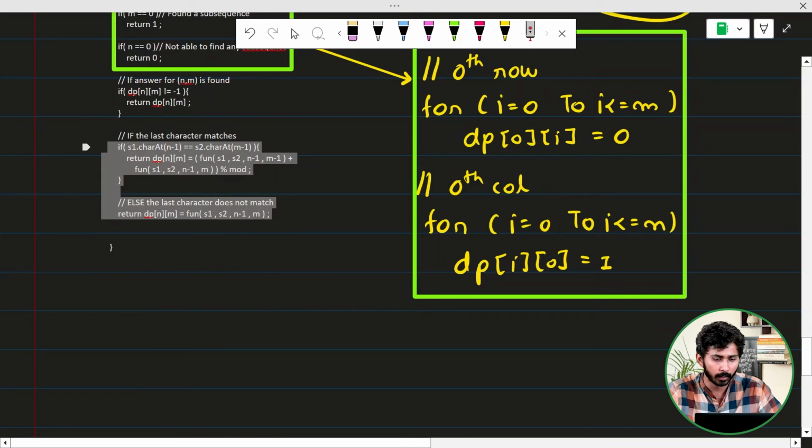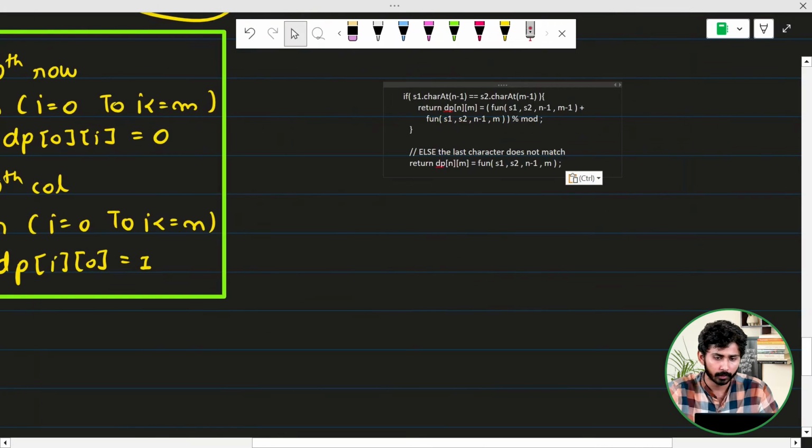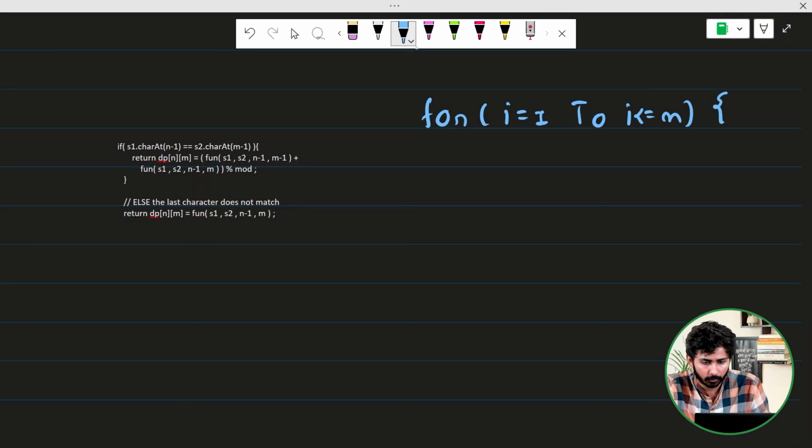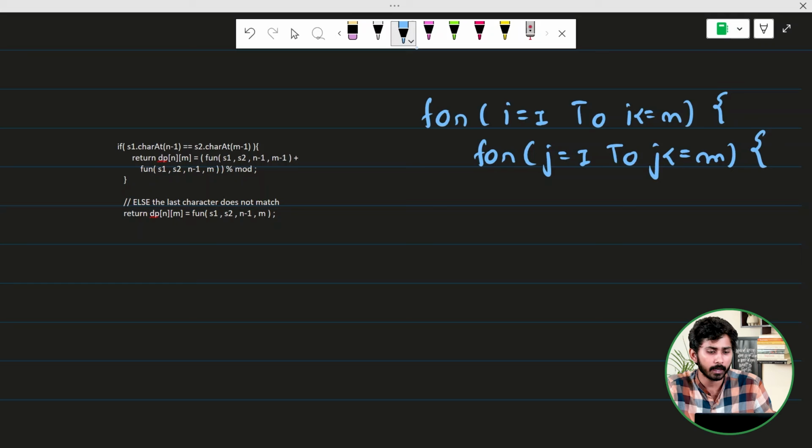So how to do that? Let's see. I'll copy this code over here. Now starting the filling of the cells from i equals 1, i is less than or equal to n. For j equals 1, j is less than or equal to m. Now wherever you see n and m, convert the n into i, convert m into j, and this function will be converted into dp.